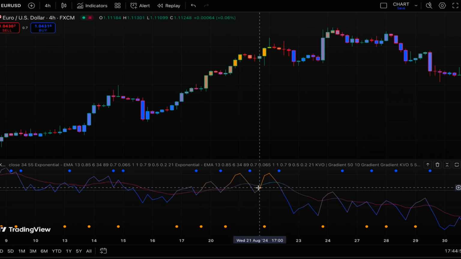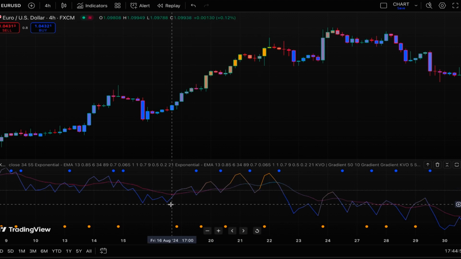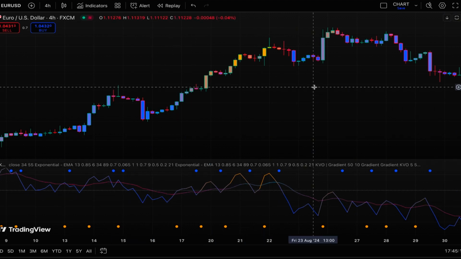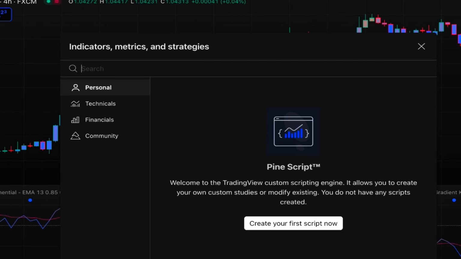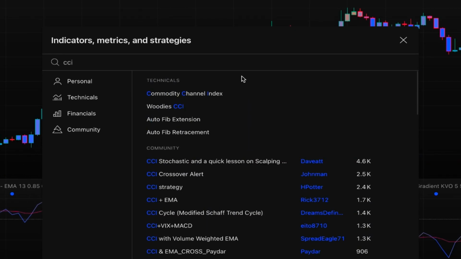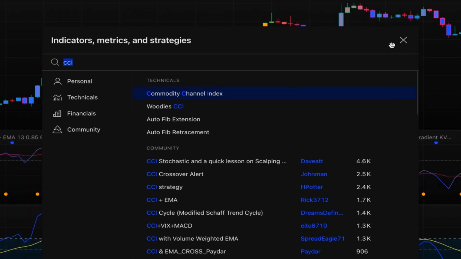So we need to somehow filter the false signals, and the best way is taking the signals in the same direction with the current trend of the market. To show you an example, here we click on indicators and we search CCI, this one, commodity channel index, and we need to change its settings.